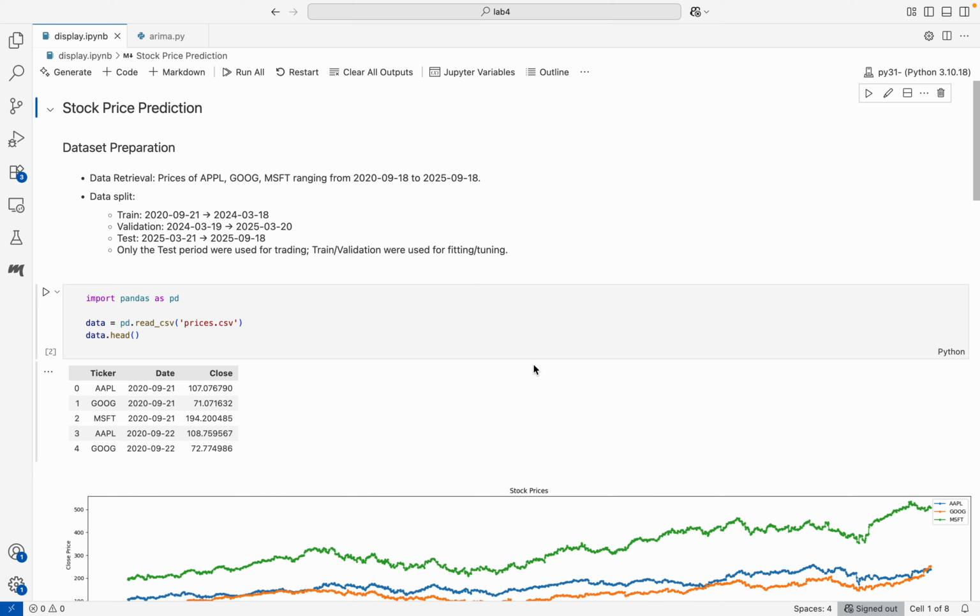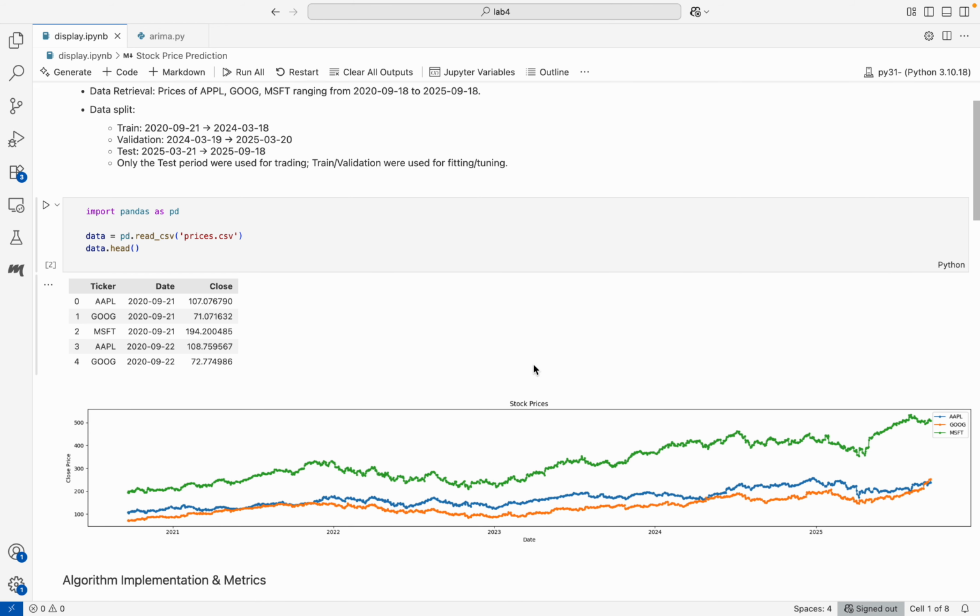We collected our data from the Yahoo Finance API using the stock price of Apple, Google, and Microsoft from 2020 to 2025. So that's a 5-year data set. And then we split it into three parts: the training, validation, and testing. Specifically, the training set covers 2020 to 2024, the validation set covers 2024 to 2025, and finally, the test set spans from March to September 2025. The training and validation sets were used for fitting and tuning, and only the test period was used for trading.